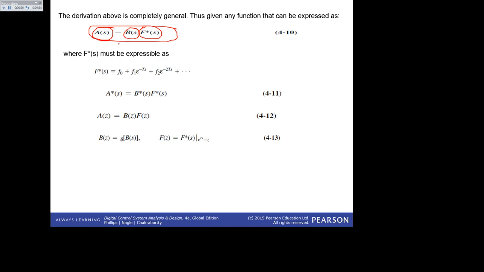So when you apply the Z transform here, it is the same as the previous case and is going to end up in this form, where B(Z) is just the Z transform of B(S), and F(Z) is just the Z transform of F asterisk S. The Z transform of F asterisk S, as I said, is just wherever you have e to the power TS, replace it by Z. That's all.